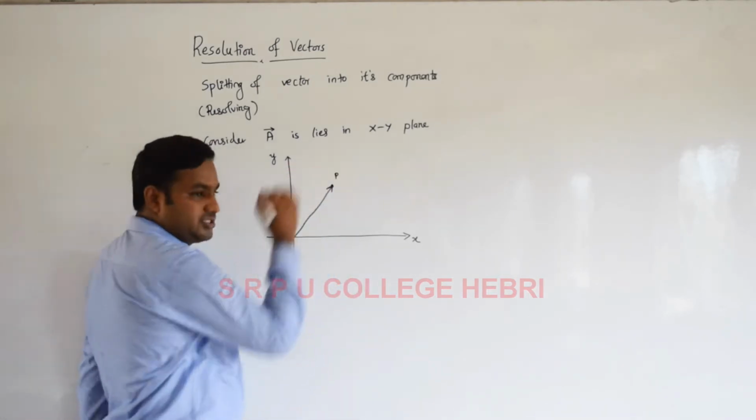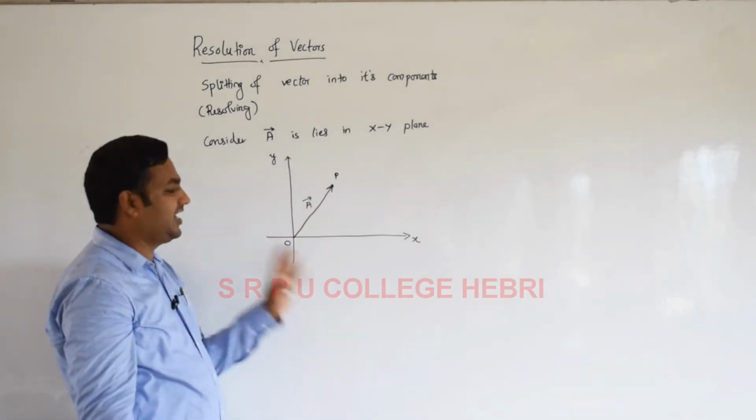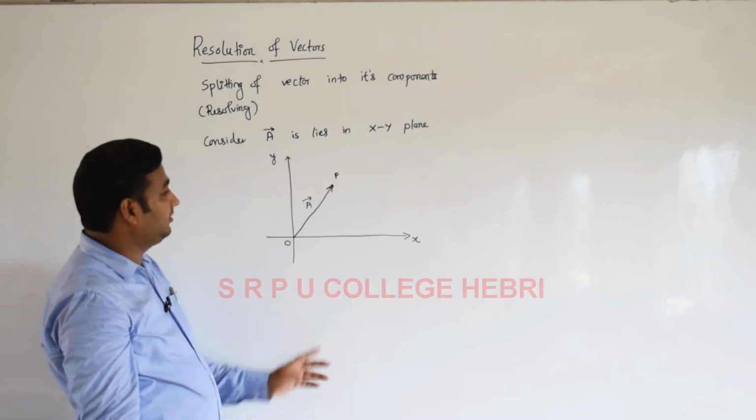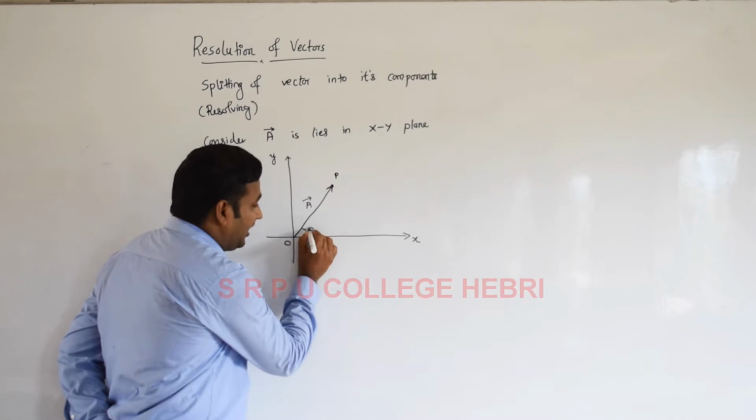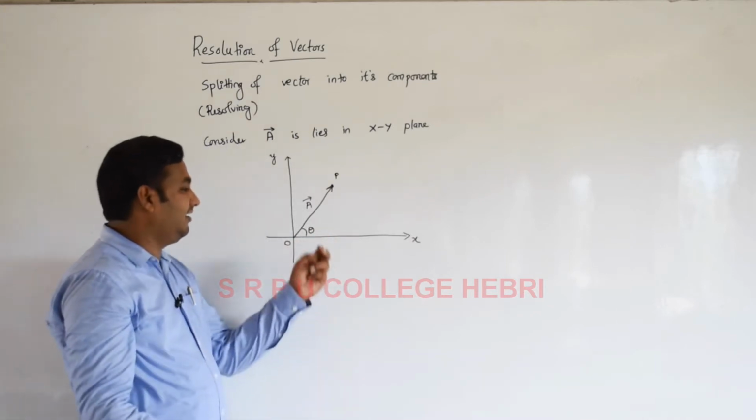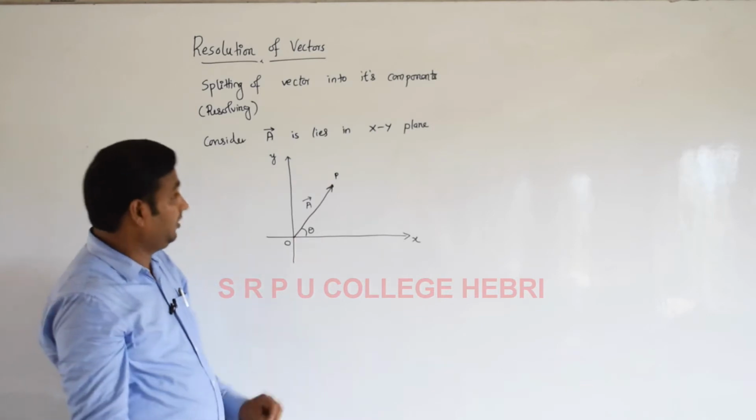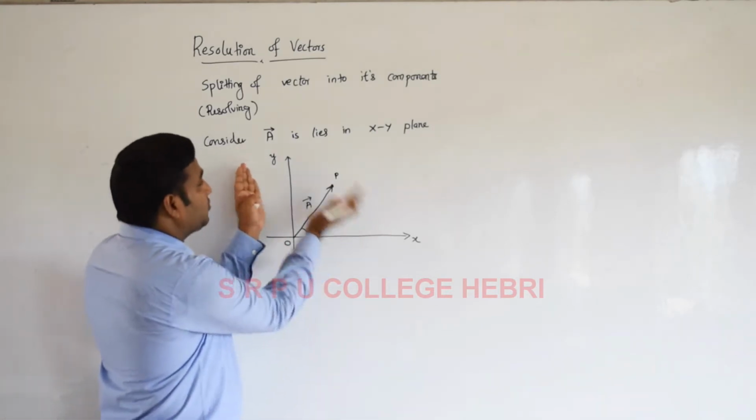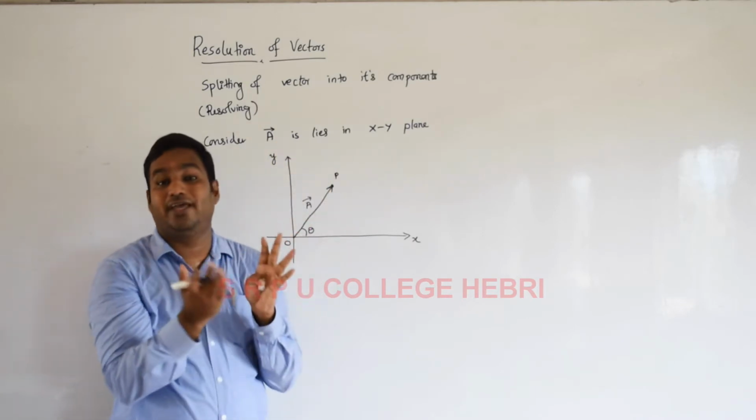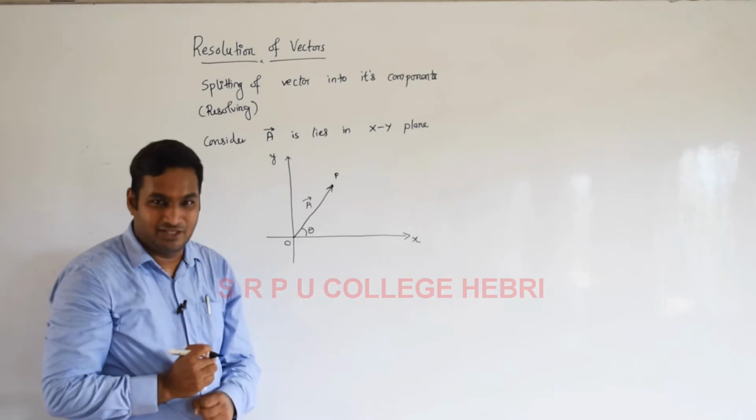Here OP is the vector. That vector we consider as vector A. Remember, this vector A makes an angle theta. The angle subtended by the vector A from the x-axis is equal to theta. Automatically, this vector A lies in the xy plane, between the x-axis and y-axis with a particular angle theta.